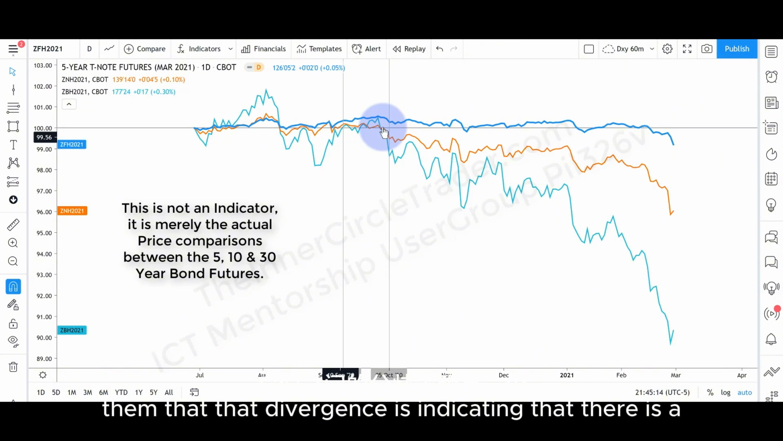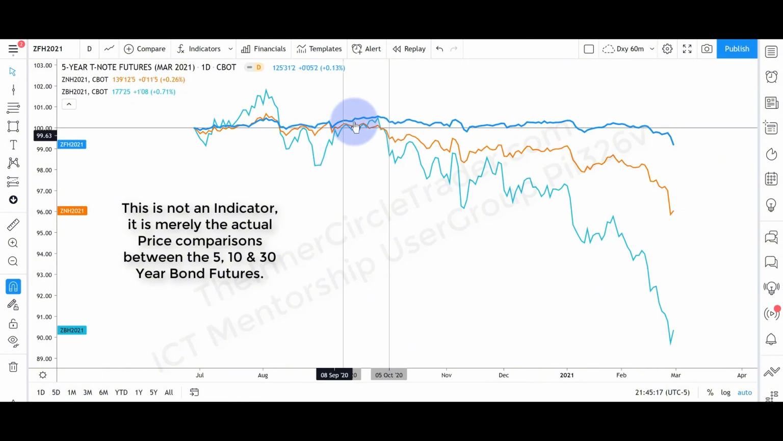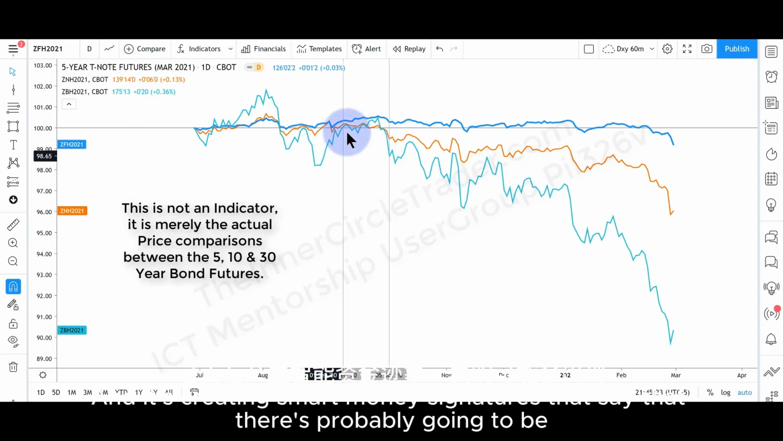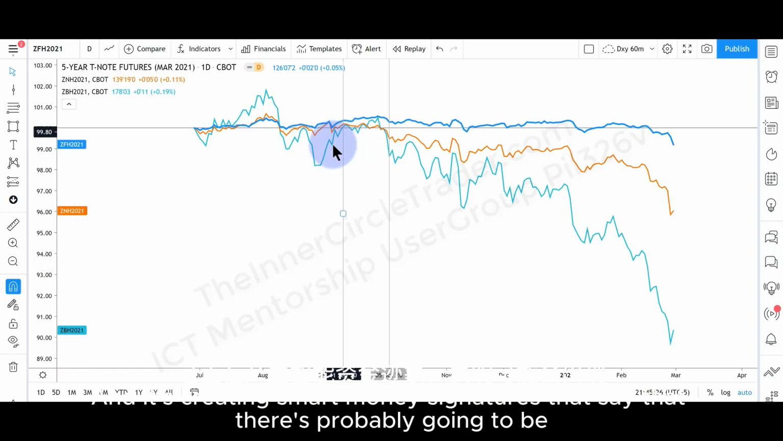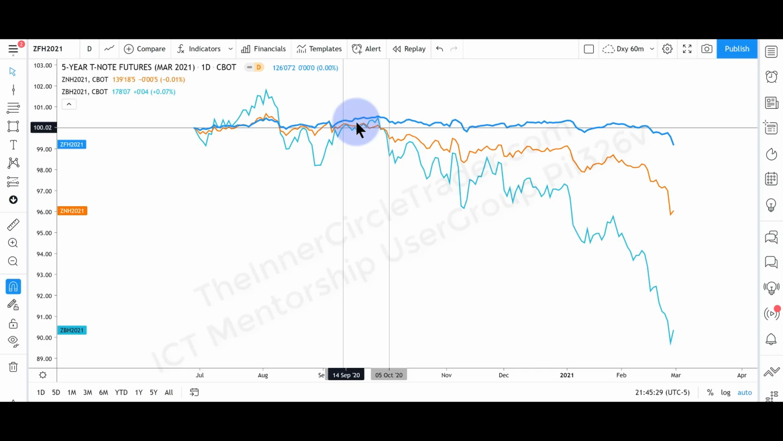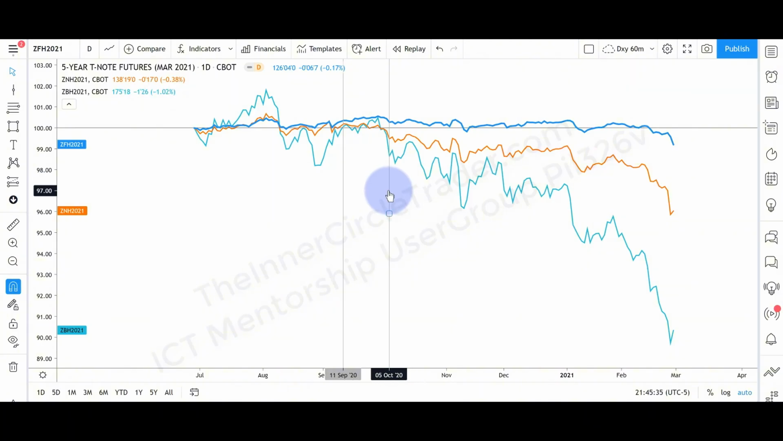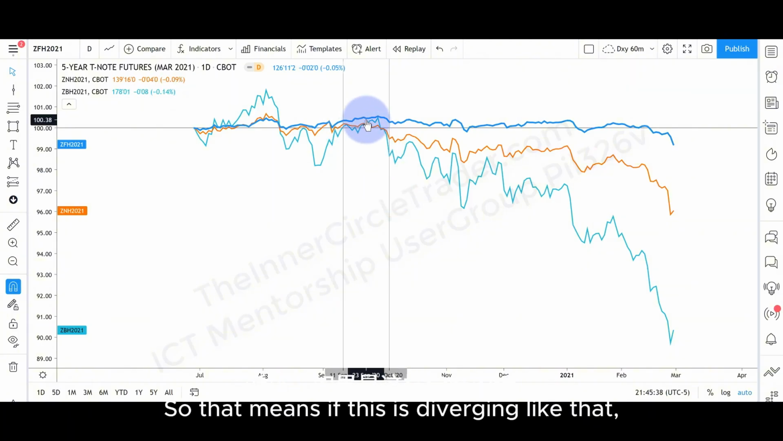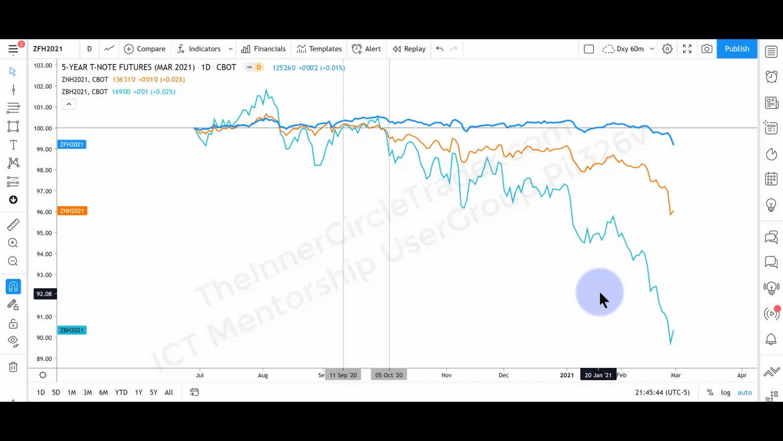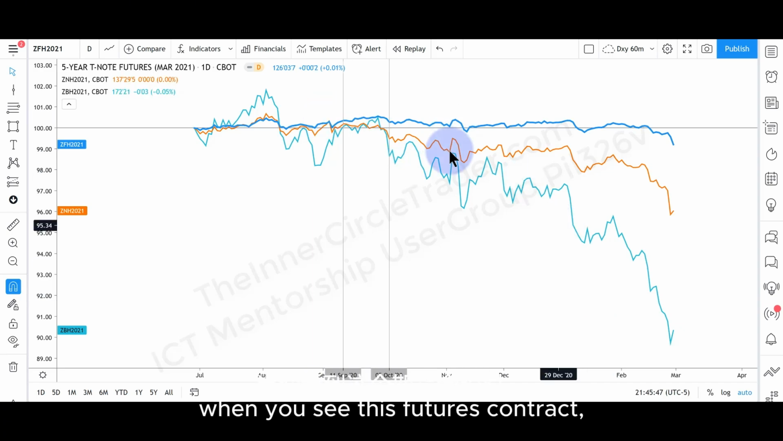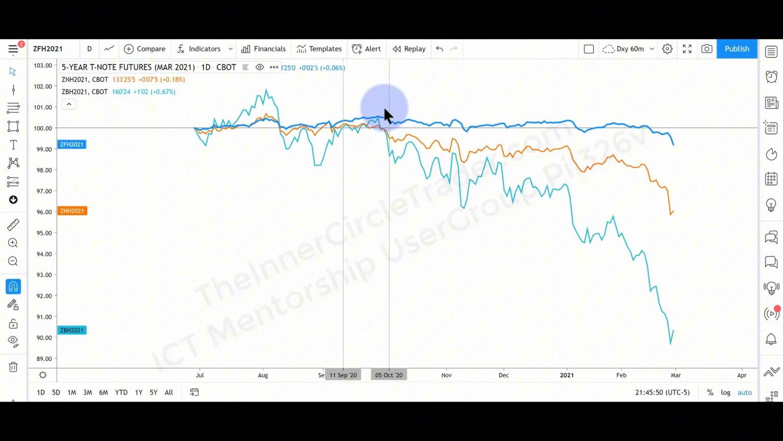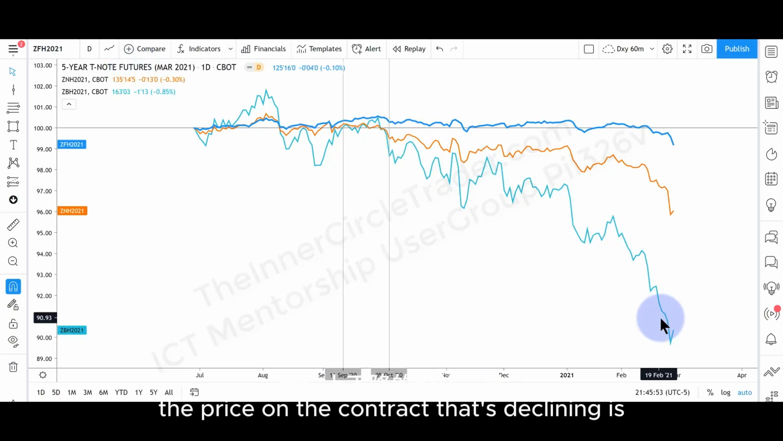That divergence is indicating that there is a triad divergence there, an interest rate divergence, and it's creating smart money signatures that say that there's probably going to be a turning point occurring. And when is that occurring? In the fall of last year. So that means if this is diverging like that, it indicates that there's likely that the bond market's going to decline. Now, if the bond market's declining, when you see this futures contract, because that's what this is, the futures market, the price on the contract that's declining is actually interest rates increasing.